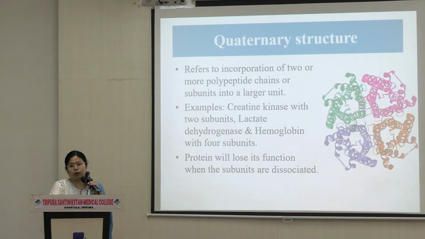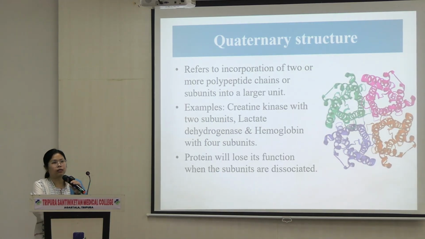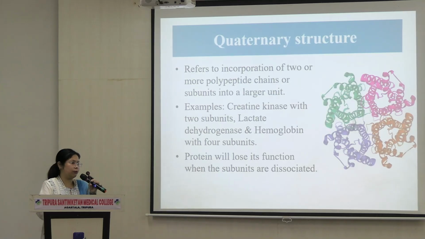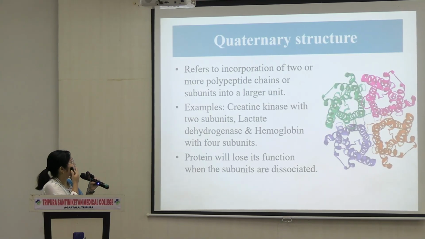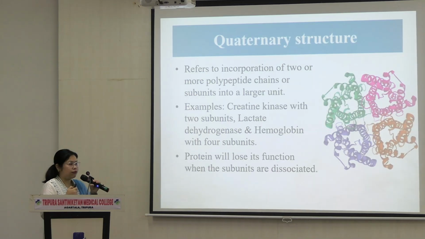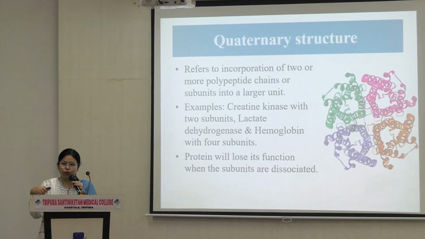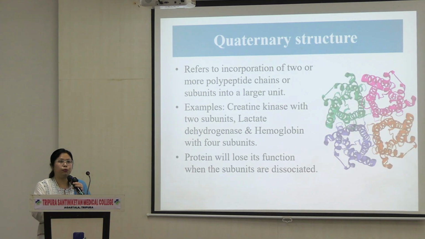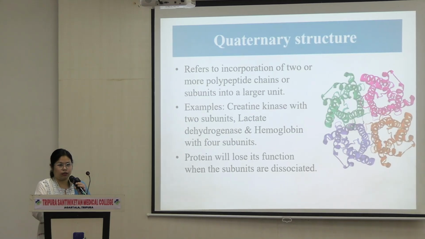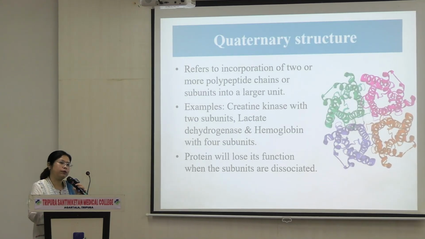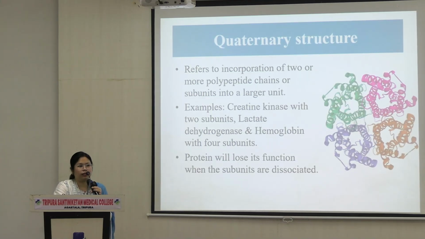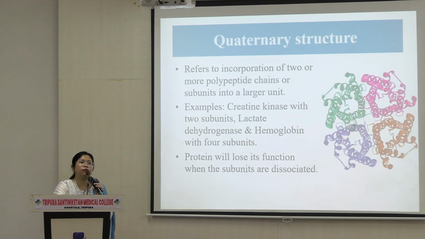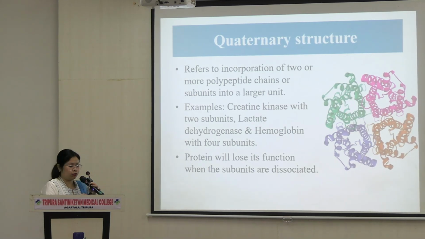Examples, hemoglobin again. Hemoglobin has 4 different subunits made up of 4 different polypeptide chains, that is a quaternary structure. If these units are removed from each other, if you try to separate them, then the whole protein will lose its biological function. So in hemoglobin, if you remove the protein part, the heme part, it will lose its function. If you remove the iron part, it will lose its function. If you remove the porphyrin part, it will lose its function as well.